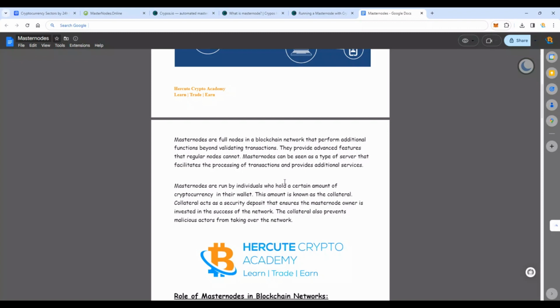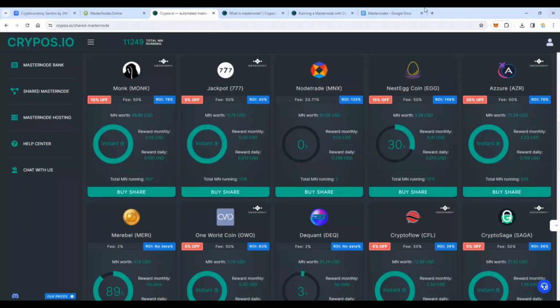When you have the assets, you can then run a masternode. All that you will require is a hosting server, okay? For the longest time possible, people have been using cryptos.io as the hosting server.